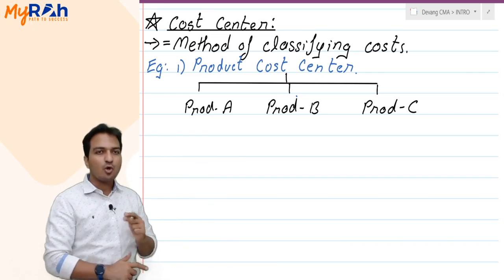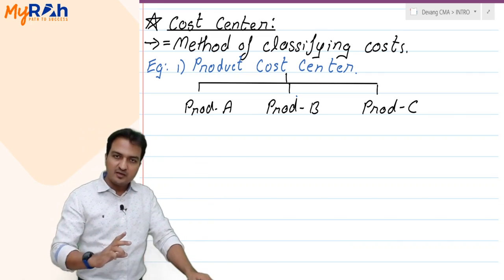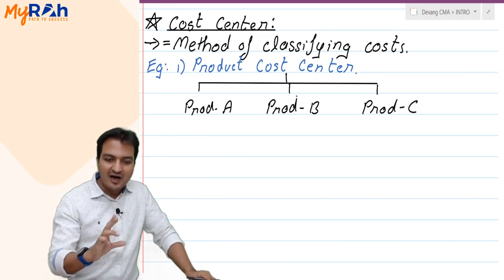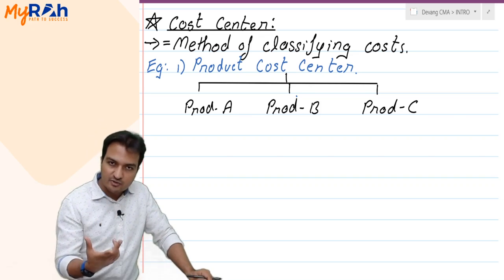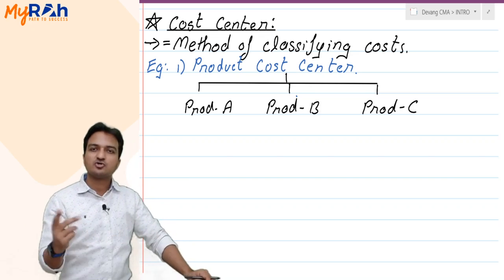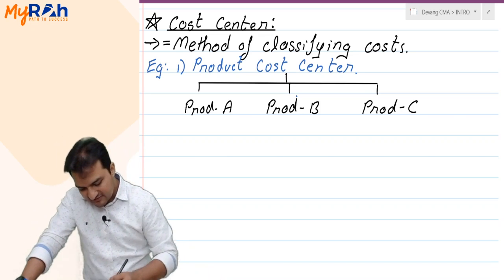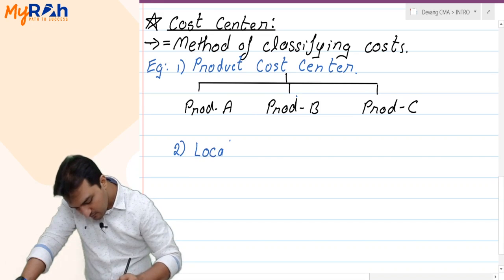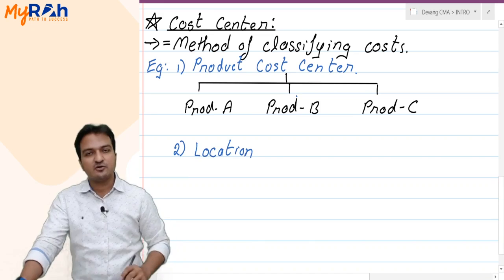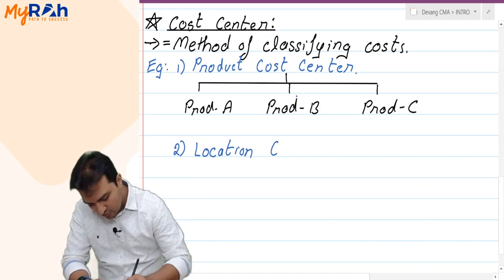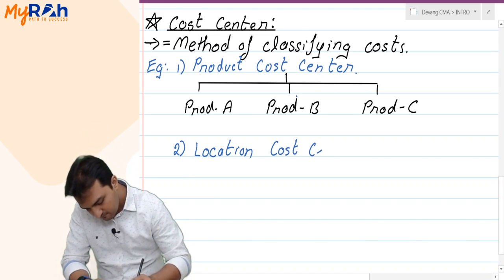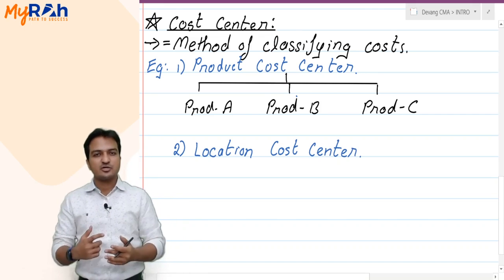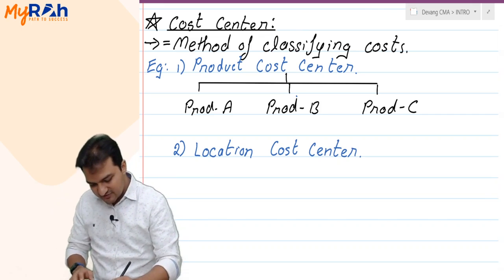In short, cost center means that while making a calculation of total cost, how do I classify? Do I calculate total cost product wise? Then it is called product cost center. Or second, I might calculate cost location wise. Then it will be called location cost center.